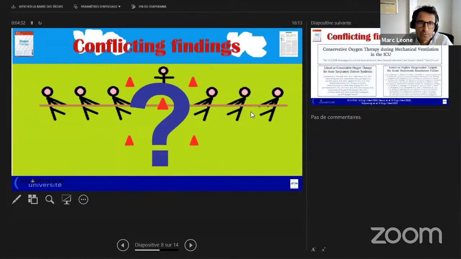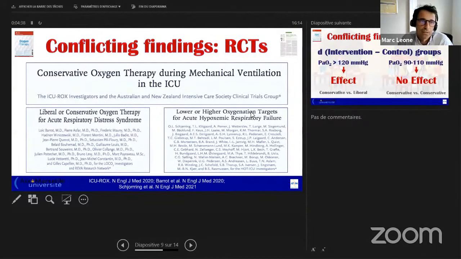But there are some conflicting results, which have been published recently. And there are three randomized controlled trials. There is the ICU-ROX by the Australian and New Zealand groups. There is the French study comparing the liberal or conservative oxygen in ARDS, and a Scandinavian study. And all these studies were negative.